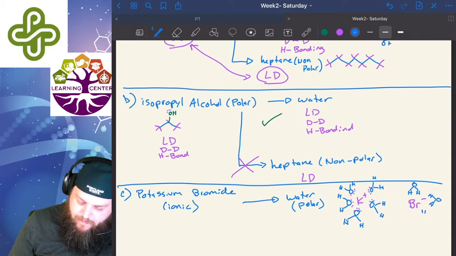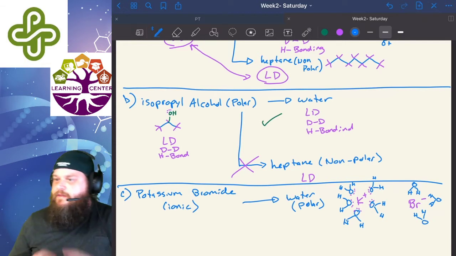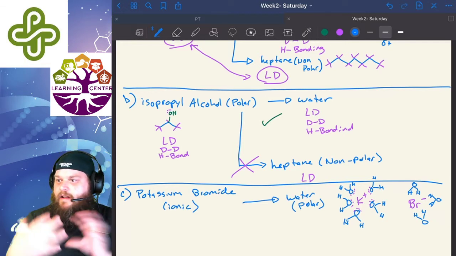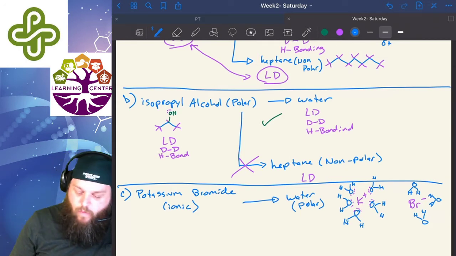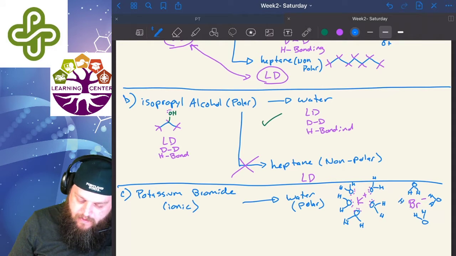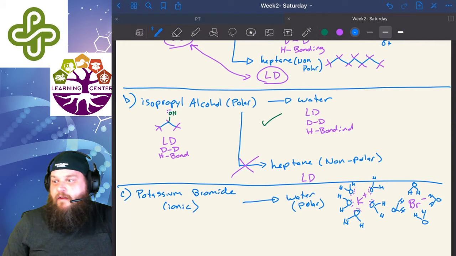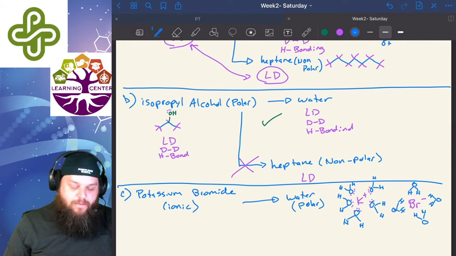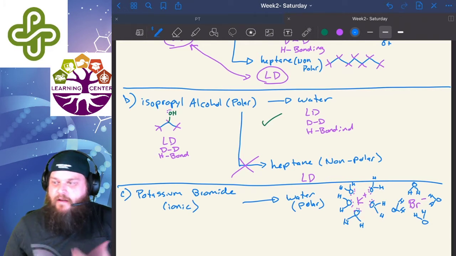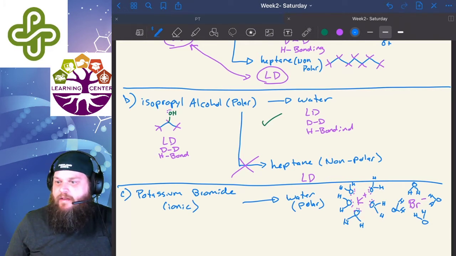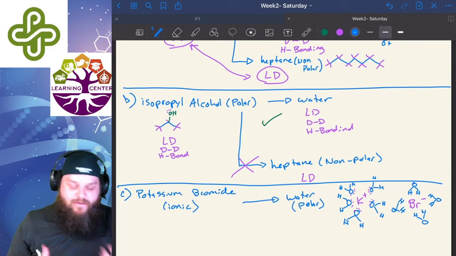And bromide is pretty happy floating around in here. It's really electronegative, so it can spread that negative charge amongst a big area and have a lot of little oxygen or water molecules floating around it. Everything I'm drawing is obviously not to scale. But that's how these ionic compounds dissociate and are soluble in water. It's based on their electronegativity, their electron density, and how polar the solvent is.